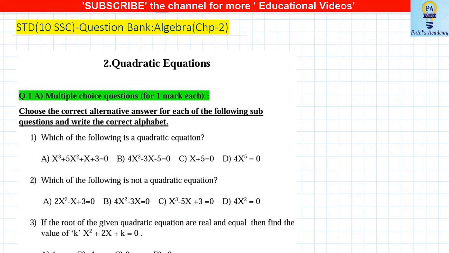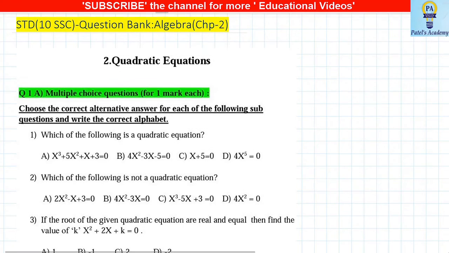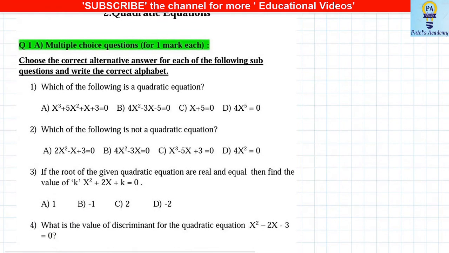Hello students, so today we are going to solve standard 10th question bank for algebra chapter 2, that is quadratic equation. Question number 1 is MCQ. Which of the following is a quadratic equation? The option is B because it is in its standard form ax square plus bx plus c equal to 0.